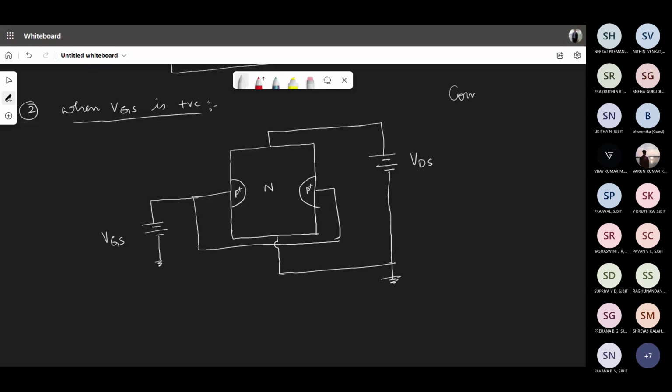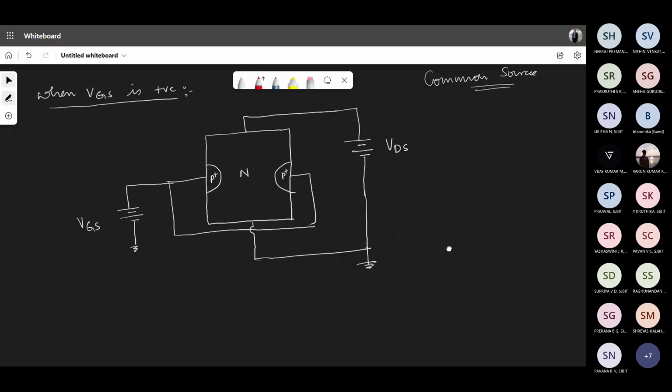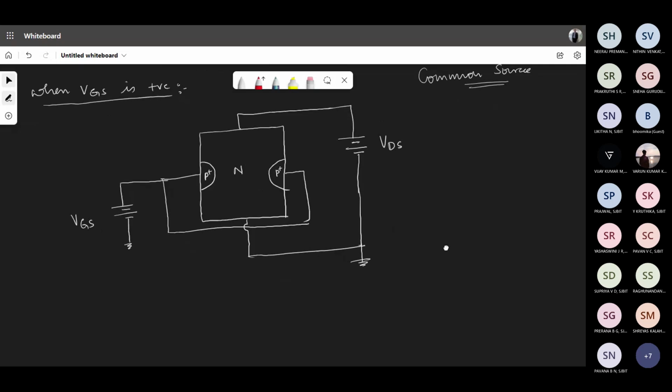I've repeated this many times. Common source is what we normally consider in understanding the operation of a transistor as far as JFET is concerned, and common emitter in BJTs. It's quite common to discuss these two different configurations in both the transistors. Now we should understand what happens when the VGS value is positive.